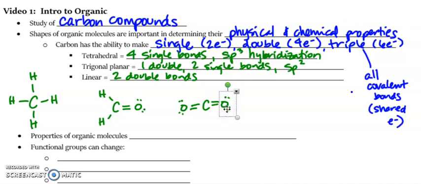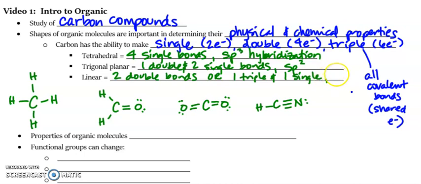With your 2 double bonds, it'll space out as far apart as possible and be linear. Or it can be 1 triple and 1 single. That could be like hydrocyanic acid. So that would be a carbon triple bonded to a nitrogen, and then single bonded to a hydrogen. So that would also be linear. Because you have electrons in 2 sites, you're going to have a hybrid of 1 s and 1 p. So this is going to be an sp hybridization.